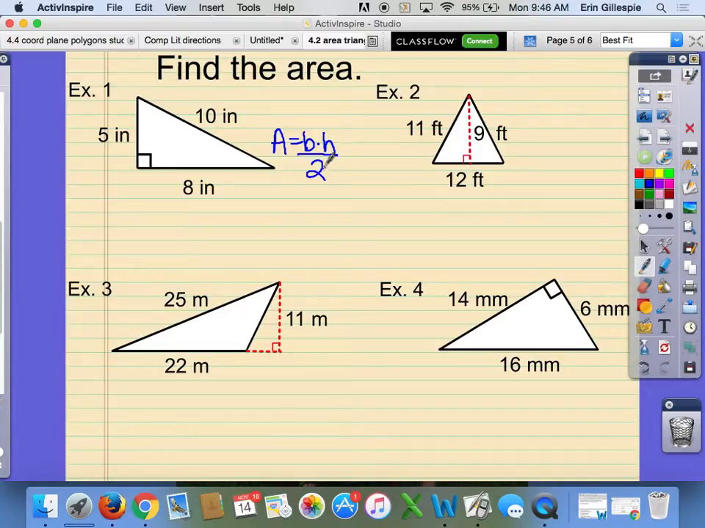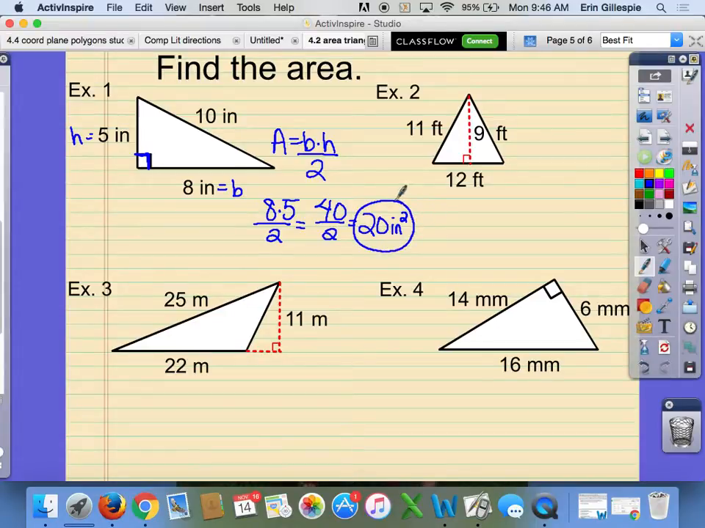So what I need to do is figure out which one is my base and which one is my height. Well, here I can see the 90-degree angle, so that makes it pretty easy to figure out that this would be my base and this would be my height, because those are the 2 that form a 90-degree angle. So I would do 8 times 5 divided by 2. 8 times 5 is 40, and 40 divided by 2 is 20. Don't forget units, just like parallelograms. When you're finding area, those units are squared. So that would be 20 inches to the second power, or 20 inches squared.